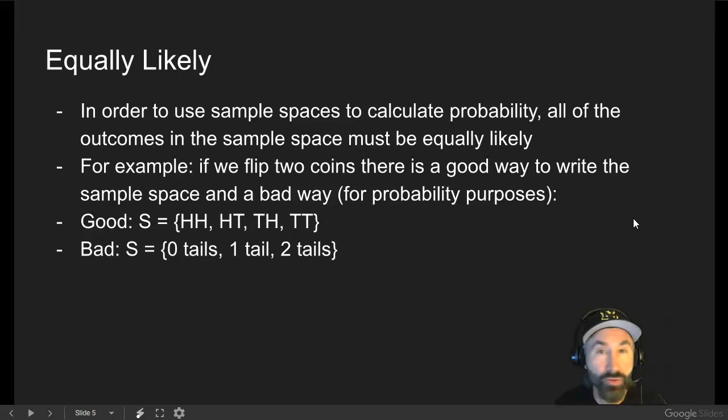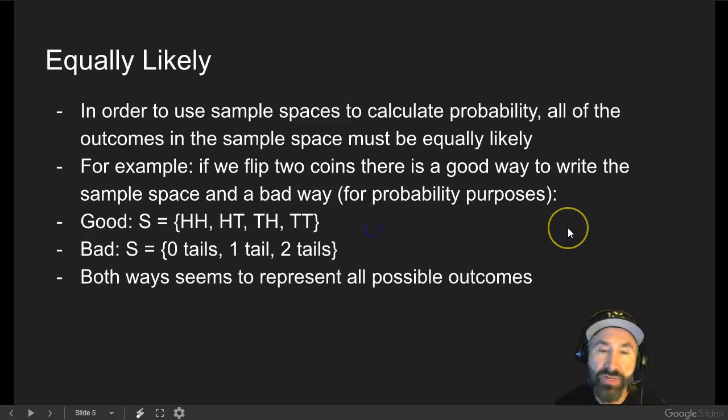That would adequately describe all of the possible outcomes that you get when you flip two coins. It's possible to get no tails, and it's possible to get 1 tail, and it's possible to get 2 tails. The only problem is that not all of those outcomes are equally likely. If you look in the previous sample space, you can see that it's twice as likely to get 1 tail than it is to get 0 tails or 2 tails. So anyways, there it is. Both ways seem to represent all possible outcomes, but one way is better for the purposes of probability than the other.